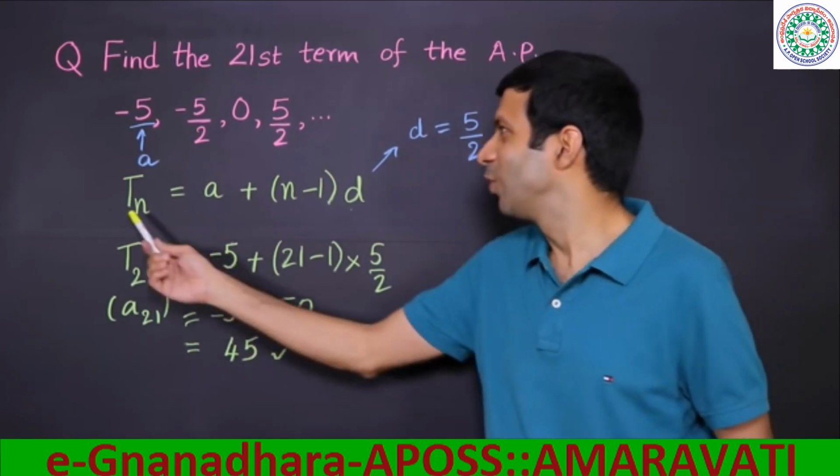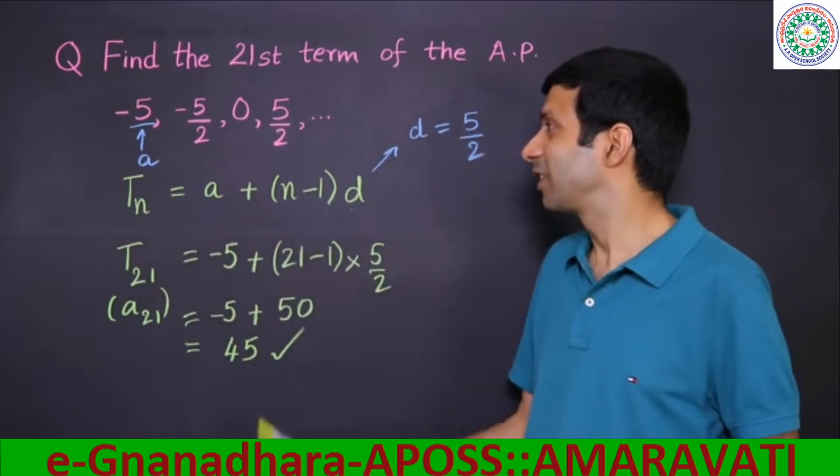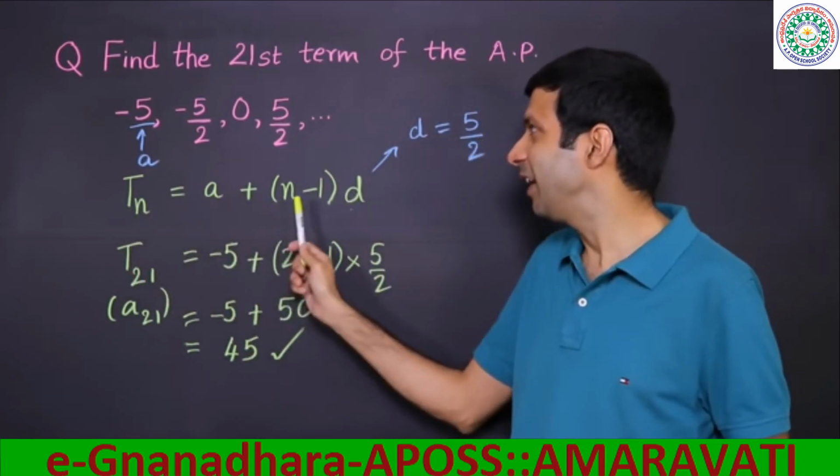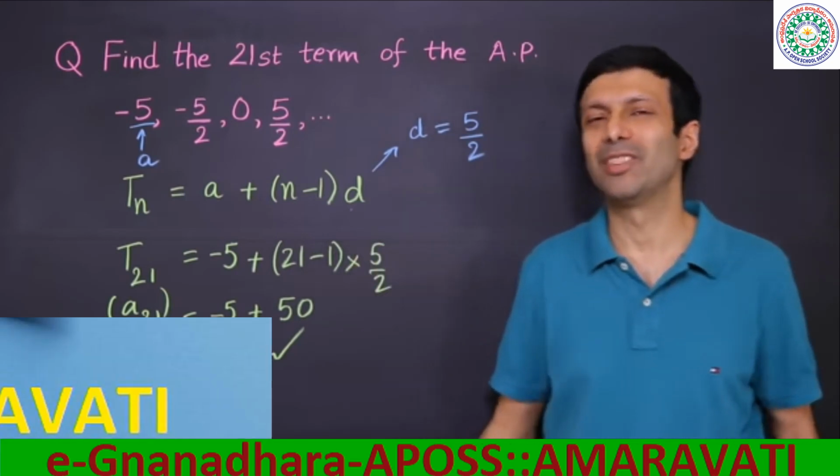So here the main thing is to use this formula and correctly substitute the values of A, n and D to solve this question.